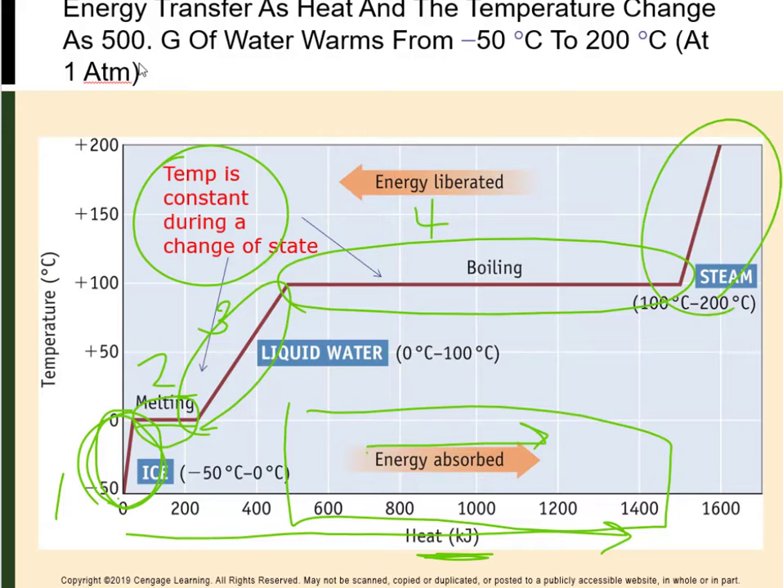So here is step 5. It's very labor intensive to find this out. We can't just do a one-step problem and do m times c times delta t and do 200 minus -50. It doesn't work like that. We have to do each step and figure out how much heat is required to go from step 1, and then step 2, and then step 3, and then step 4, and then step 5, and then we add them all together.